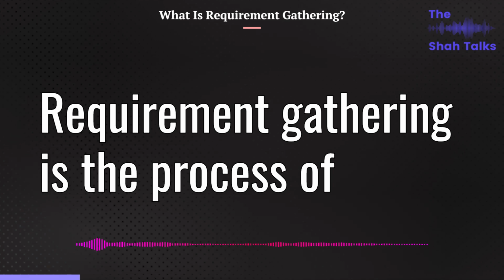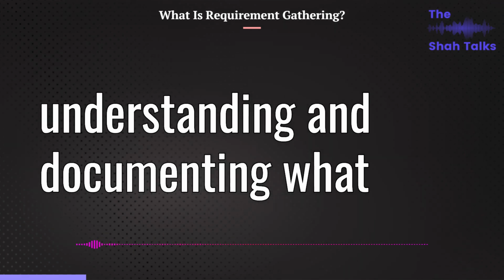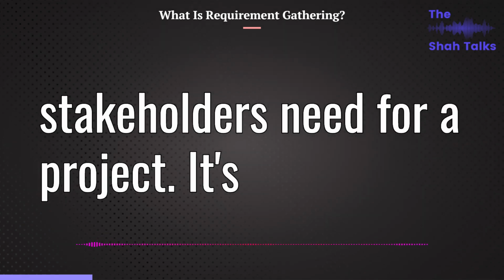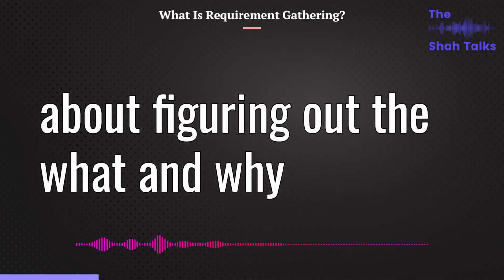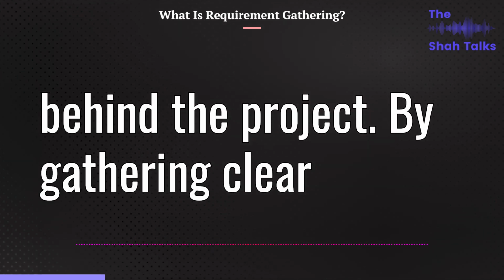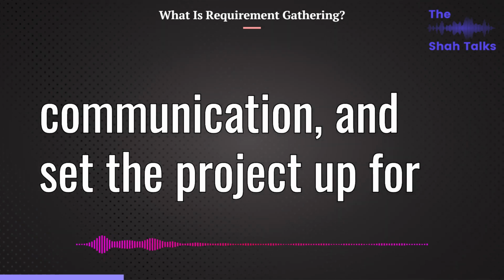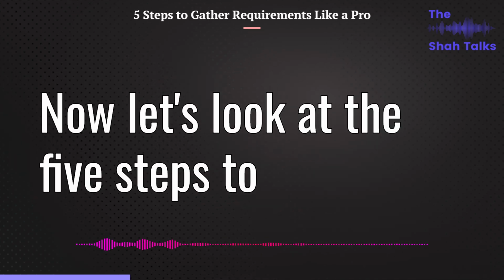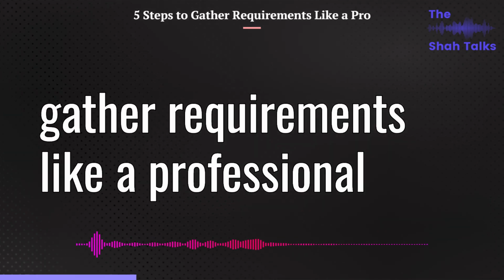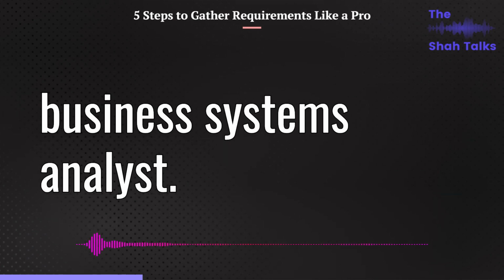Requirement gathering is the process of understanding and documenting what stakeholders need for a project. It's about figuring out the what and why behind the project. By gathering clear requirements, you reduce risks, improve communication, and set the project up for success. Now let's look at the 5 steps to gather requirements like a professional business systems analyst.